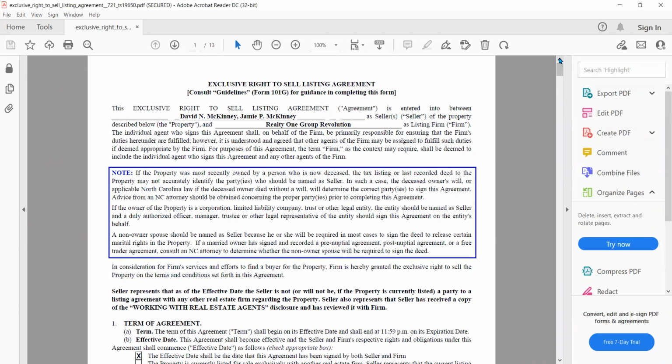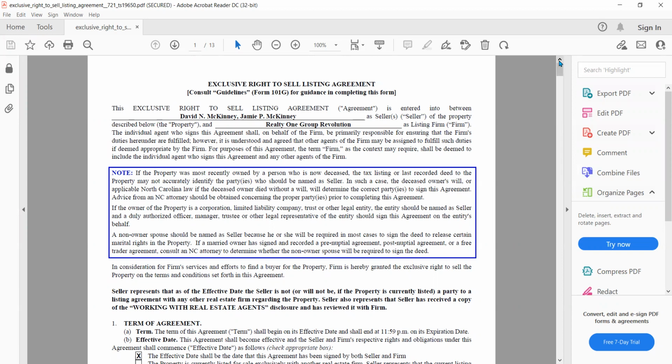Nobody on here has just their own firm only. I have my own firm, but it's nested under Realty One Group Revolution. Anytime I get a listing, it's going to belong to Realty One Group Revolution. So just so you know that.